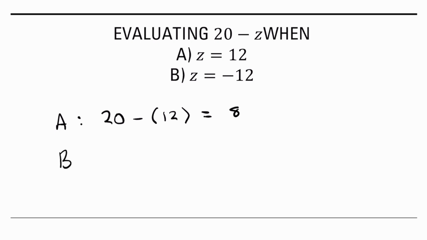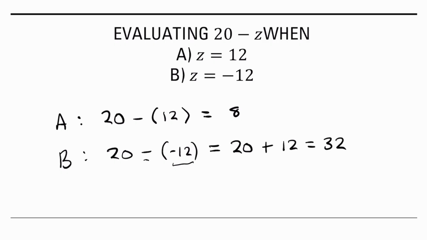For b though, we've got to be careful, and this is where it comes in handy. So 20 minus, and then brackets, and then we've got negative 12. Now this means the opposite, and this is negative 12. So therefore the opposite of negative 12 would be positive 12. So this would then be 20 plus 12, which would equal 32. So two very different answers based on the signs.